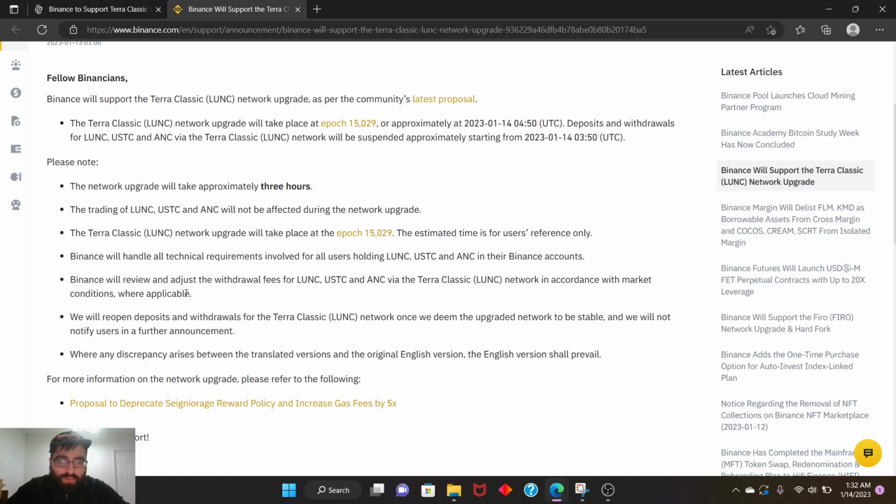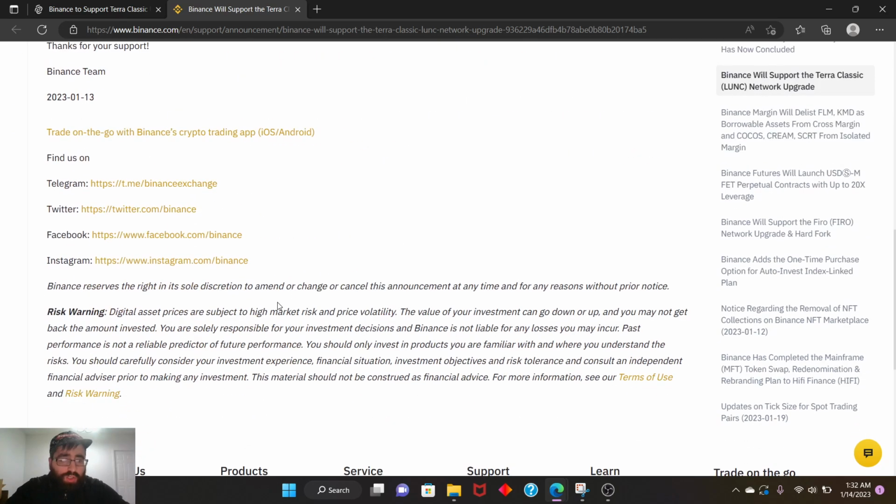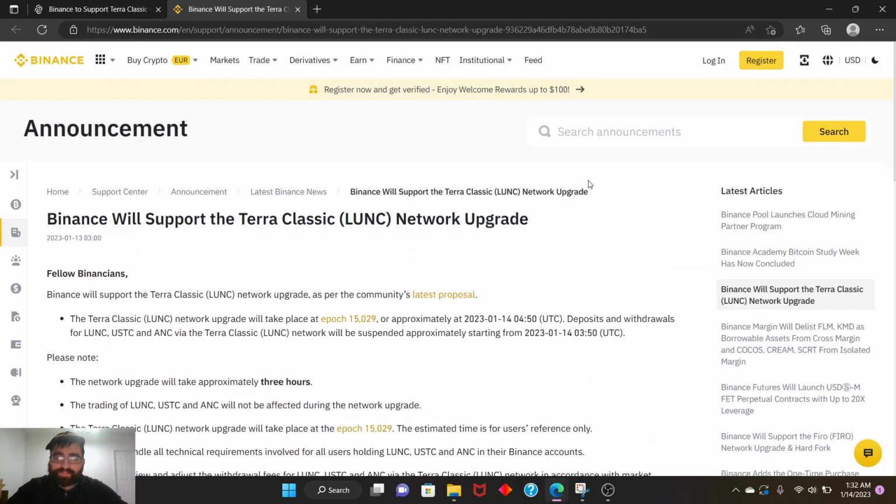Binance will review and adjust the withdrawal fees for Luna Classic. Blah, blah, blah, I can't read that. We'll reopen deposits and withdrawals for the Terra Classic network once we deem the upgraded network to be stable. Sometimes this is how fast I read in my mind, guys. So I read fast. Where any discrepancy arises between the translated version and the original English version, the English version shall prevail. So, man, this is very exciting.